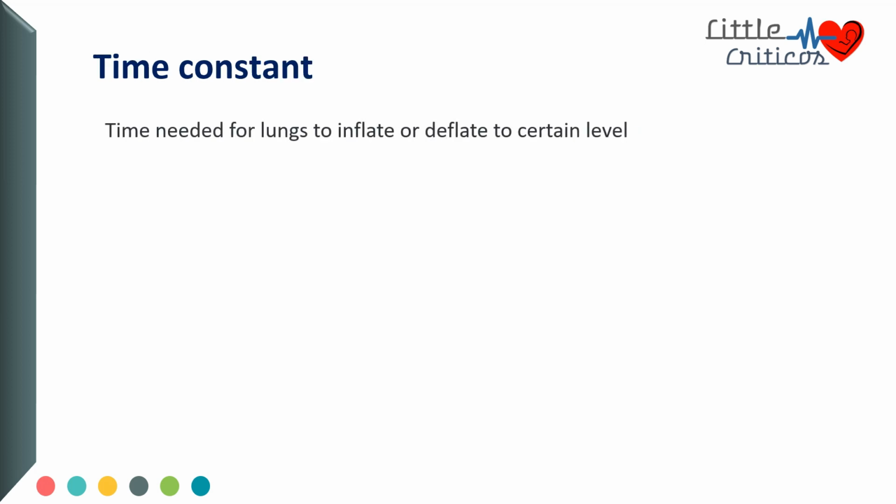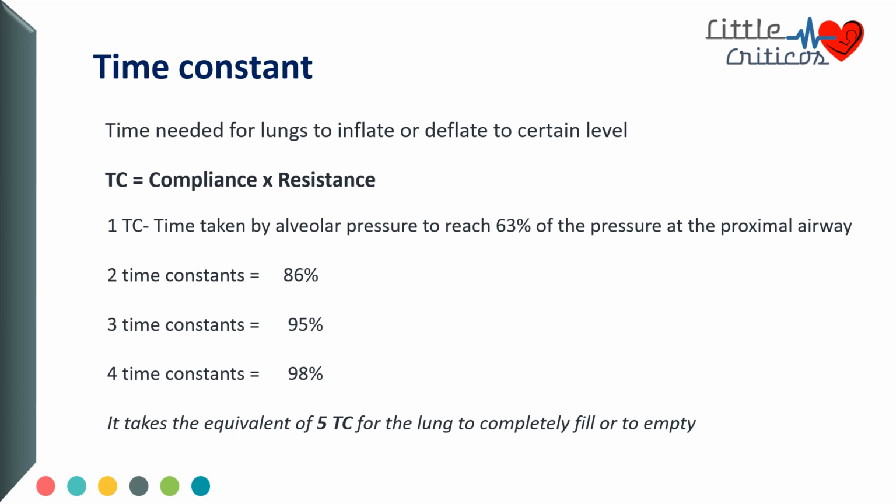Time constant is the time needed for the lung to inflate or deflate to a certain level. It is given by the product of compliance and resistance. One time constant is the time taken by alveolar pressure to reach 63% of pressure at the proximal airway. It takes about 5 time constants for the lung to fill or to empty completely.